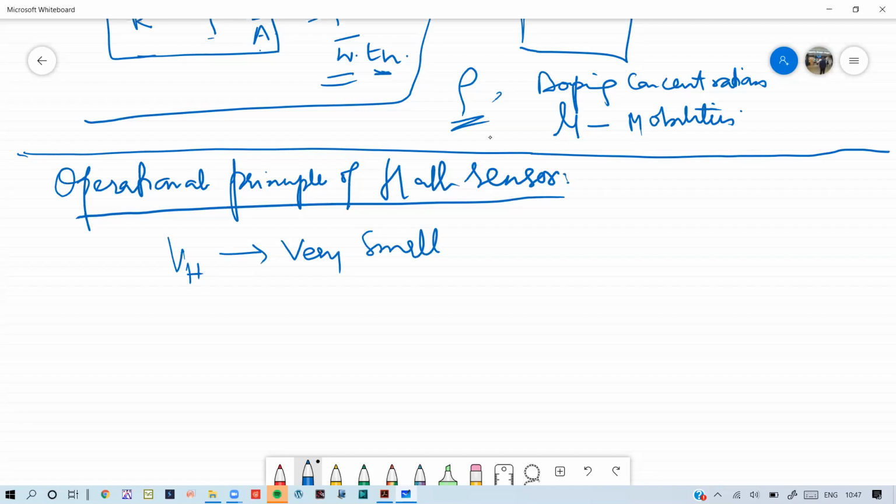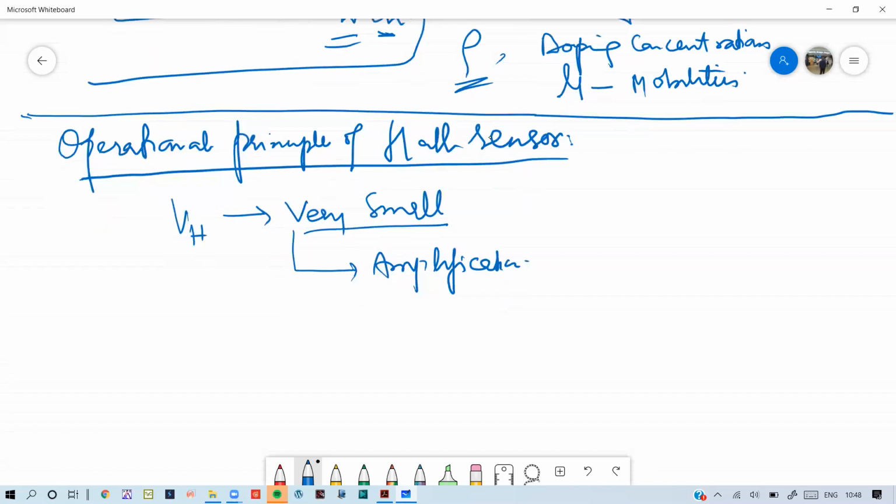When the magnitude is very small, what can be done? We can use an amplification process, and amplifier circuits are used. Amplifier circuits can be used for amplifying this small signal. When we amplify this small signal, we then measure that amplified signal.